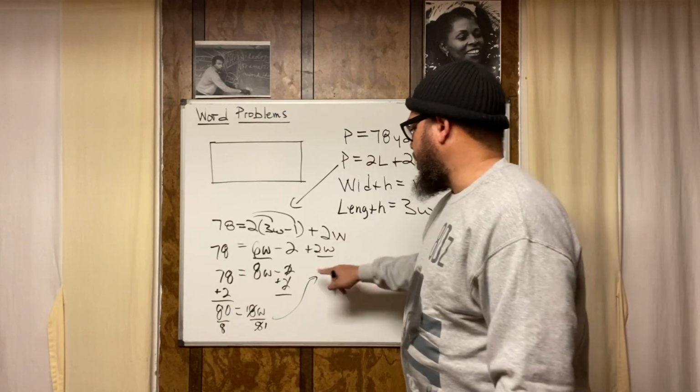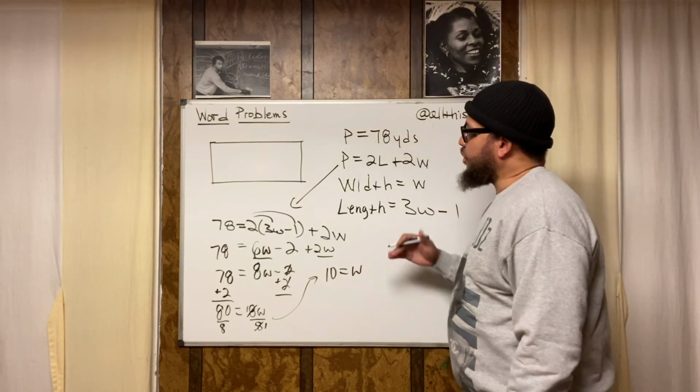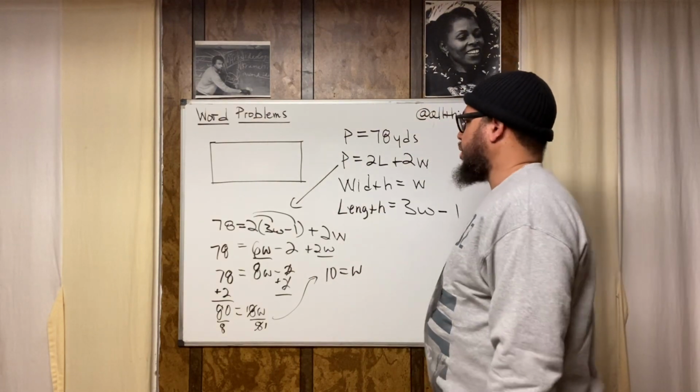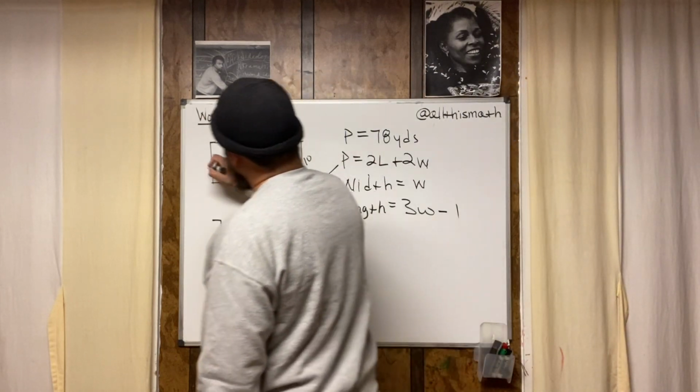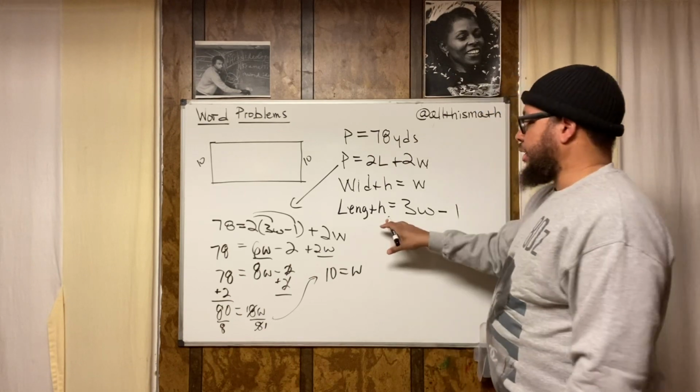I'm gonna bring them up here. 10 is equal to W. That means the width of this rectangle is 10 yards. Right? So we can put the 10 here and the 10 there. All right, now we gotta find the length.